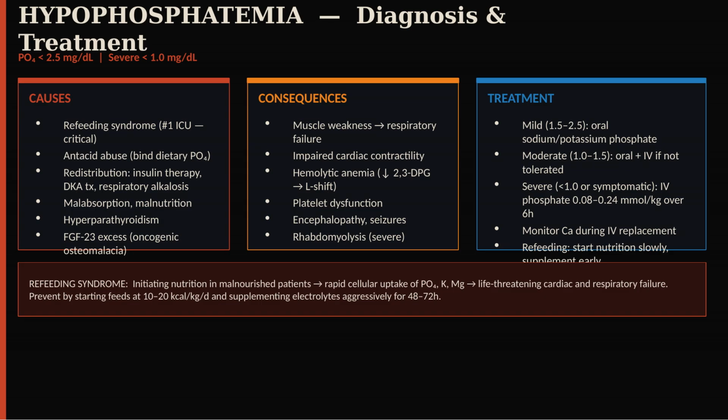Now the refeeding box, because this is the one that kills. Starting nutrition in a malnourished patient triggers rapid cellular uptake of phosphate, potassium, and magnesium, and the result can be fatal cardiac and respiratory failure. Prevent it exactly the way we discussed in that anorexia case. Start feeds at 10 to 20 calories per kilo per day, and supplement electrolytes aggressively for the first 2 to 3 days. Slow and supplemented is how you refeed safely.